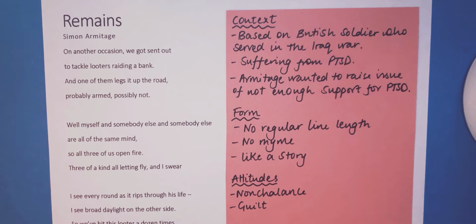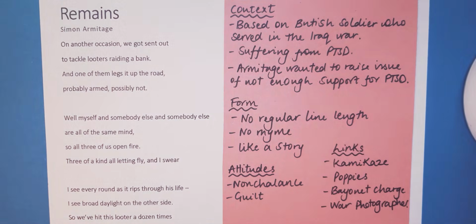So once we've looked at the attitudes as well, we need to think about what other poems we can link Remains to. So here's a list of the poems we can link to. These are not the only poems we can link. It just depends on the question that you get. So if it's the effects of war, if it's the links to memory, anything like that, we just link based on what the question is. And mainly these are for links to war and the effects of war, and how the people are suffering through war.